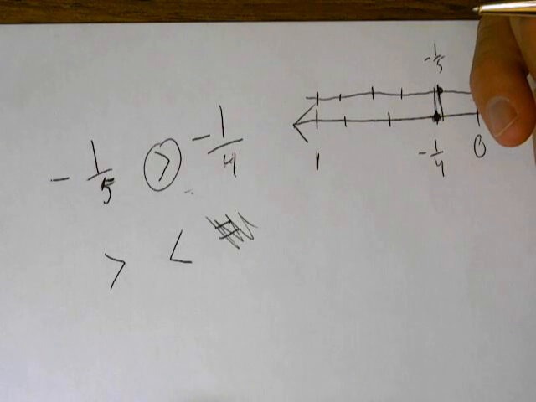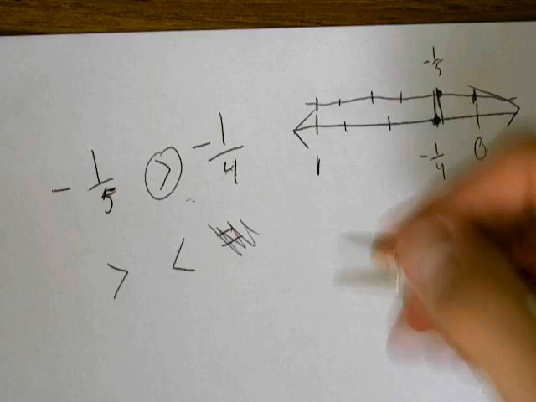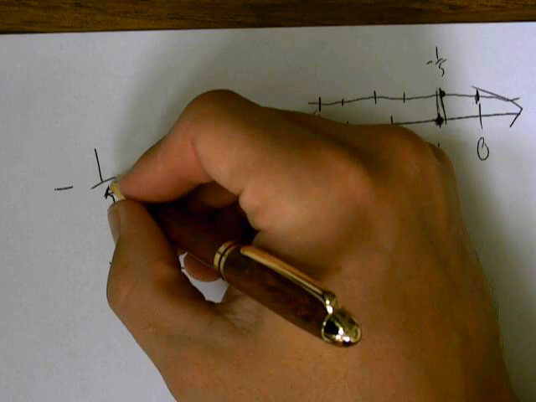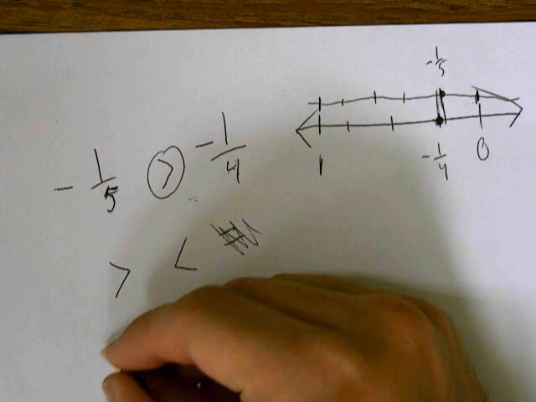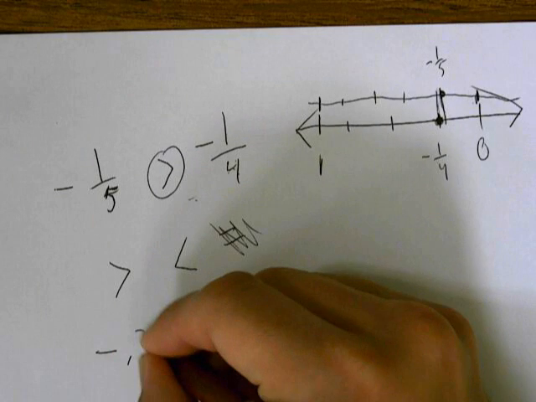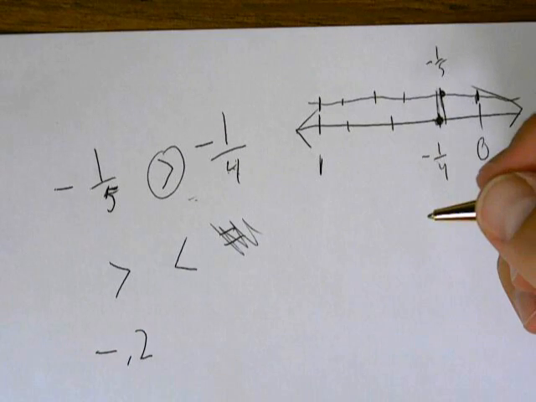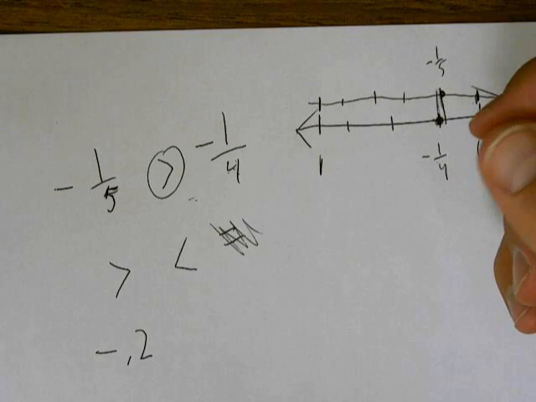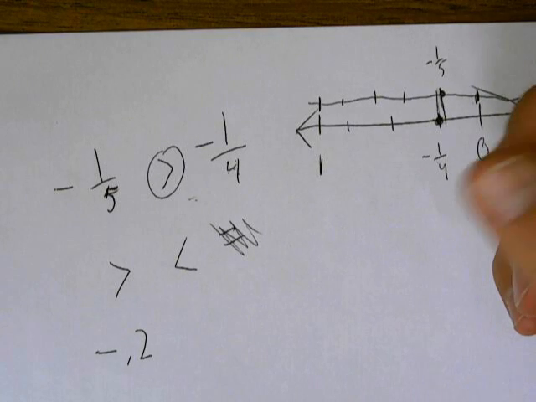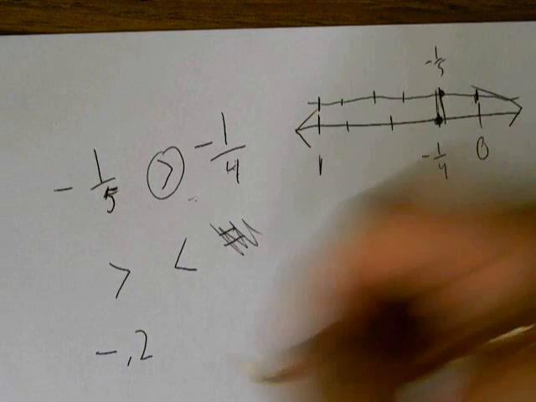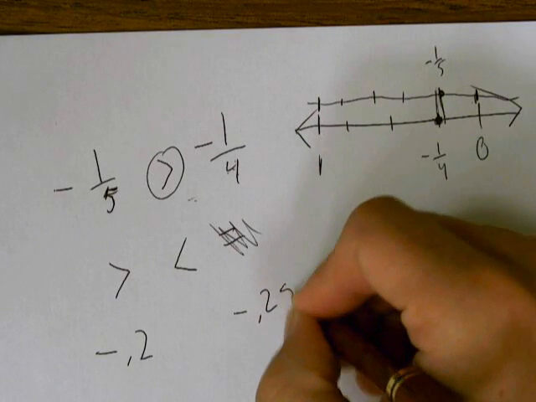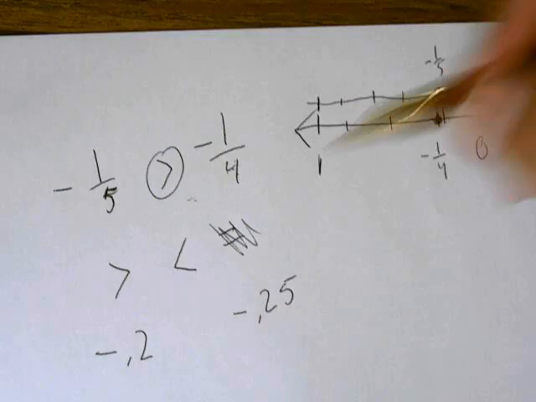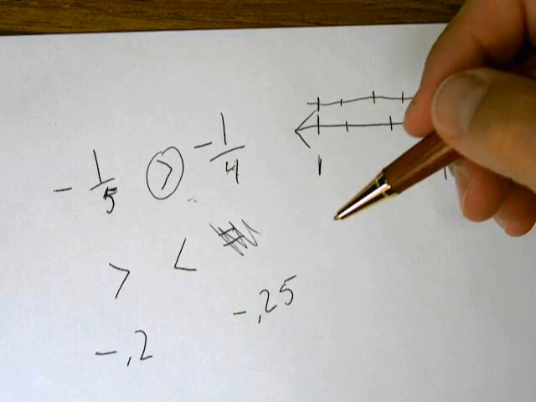Okay? The second way to do this is to convert these to decimals. Negative 1/5 is negative 0.2. If I throw that in the calculator, negative 1 divided by 5, I should get negative 0.2. If I throw this one in the calculator, I'll get negative 0.25. So how am I going to compare these?